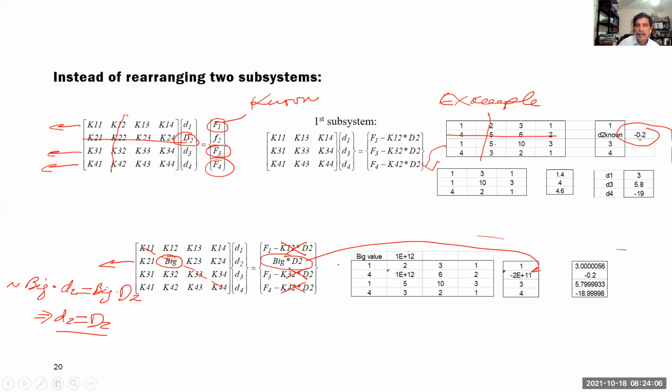You can solve it. I did it with Excel, and this is the solution. Of course, this equation produces minus 0.2, as we explained here. And the rest, you see, this is 3, it should be exactly 3. I have a small error here. This should be 5.8, and it's 5.79999. And again, for the last one, it's basically minus 19. People, are there any questions about this? Any questions about this, people?